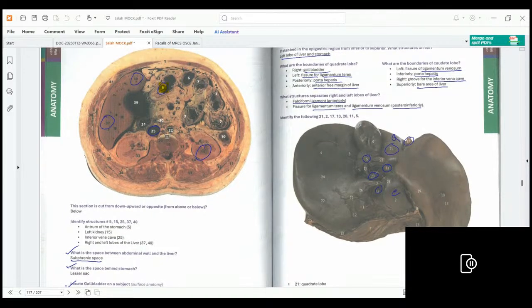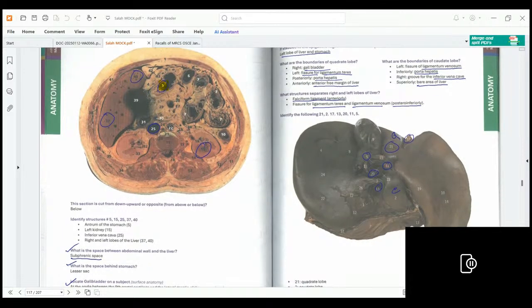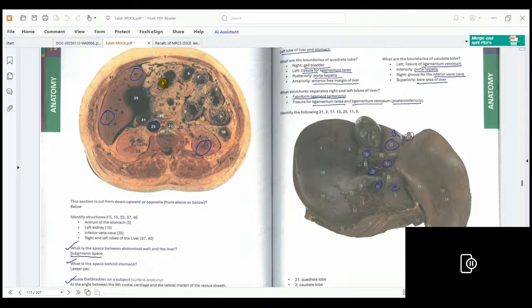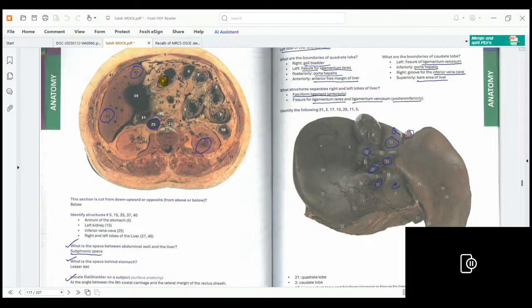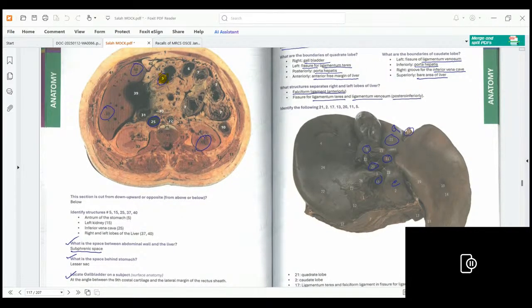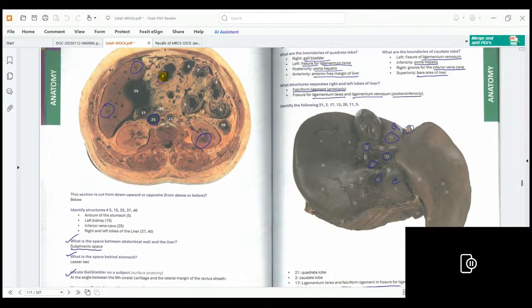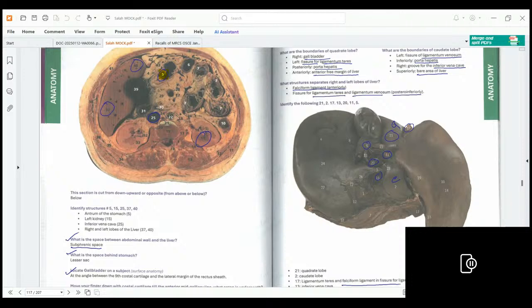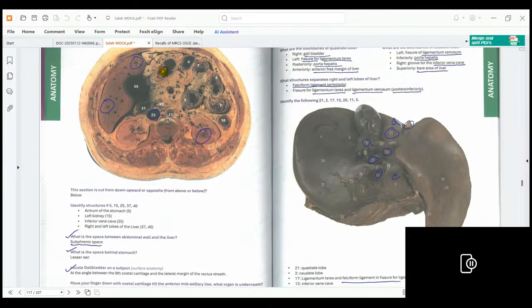Number 13, inferior vena cava. Number 20, portal vein. Number 11, hepatic artery. Number 5, common hepatic duct.